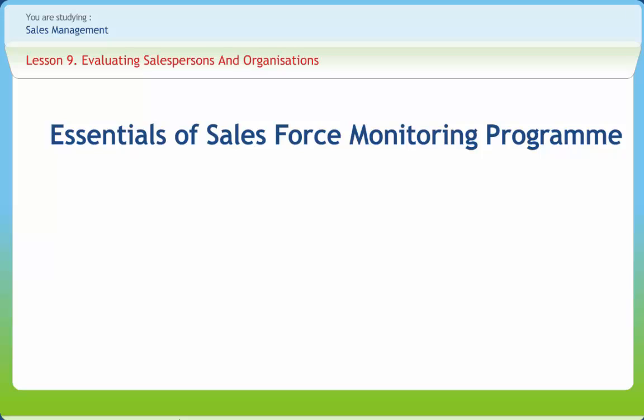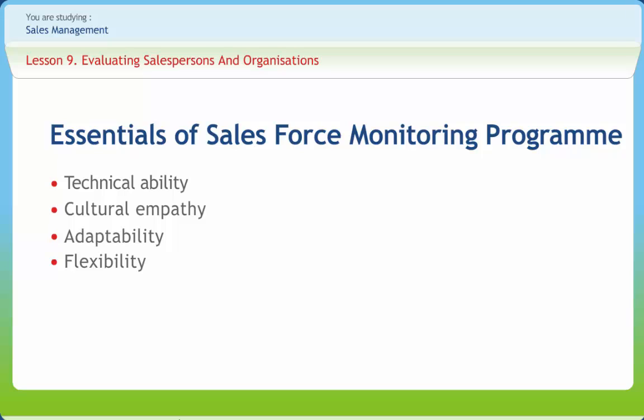The purpose of evaluation is to improve salesperson and firm's performance. Evaluation allows management to identify substandard performance and take corrective action like adjust training, compensation, or strategy. An effective Salesforce monitoring program includes essentials like technical ability, cultural empathy, adaptability, flexibility, diplomacy, and language ability.